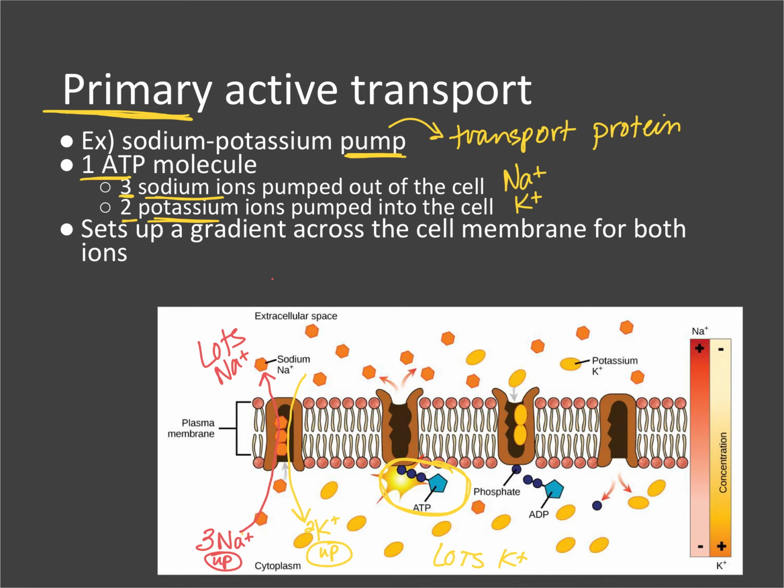This sets up a concentration gradient across the cell membrane for both of these ions. There is a sodium concentration gradient and a potassium concentration gradient being set up across the cell membrane. And this is important because this becomes the driving force for secondary active transport.